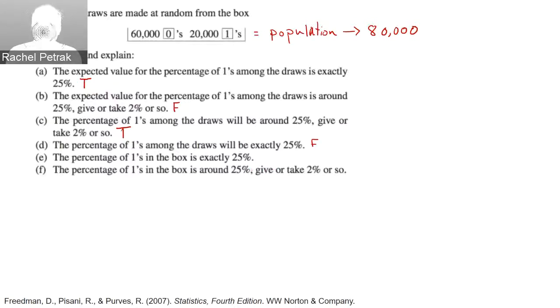So now let's look at E. The percentage of ones in the box is exactly 25%. What do we think about item E? In this case, it's true. This item is just asking us about the percentage of ones in the box. We already know that the percentage of ones in the box is 25%.